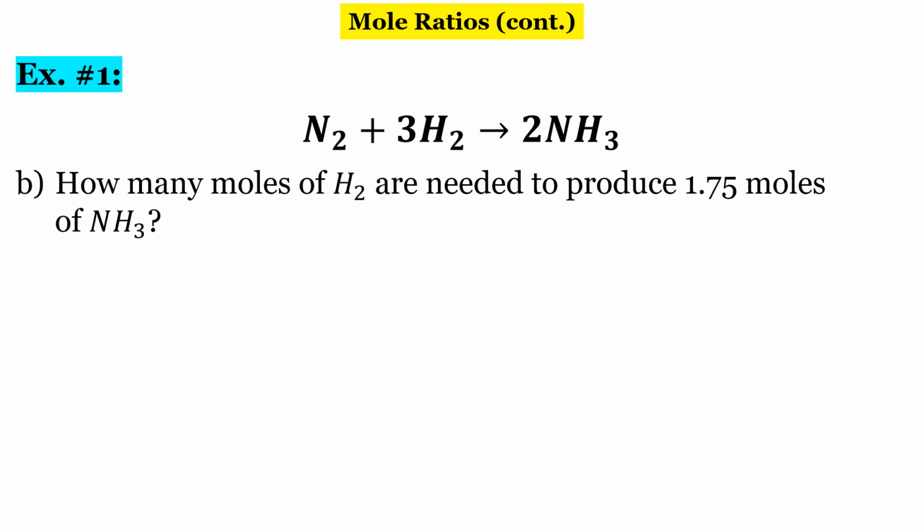All right, this is the second part. We're going to be still using the same reaction. It says, how many moles of H2 are needed to produce 1.75 moles of NH3? So let's start by writing out what we're given. 1.75 moles of NH3. So we're looking at NH3, and then we're looking at hydrogen. So let's circle the coefficients involved. We have 2 and 3.